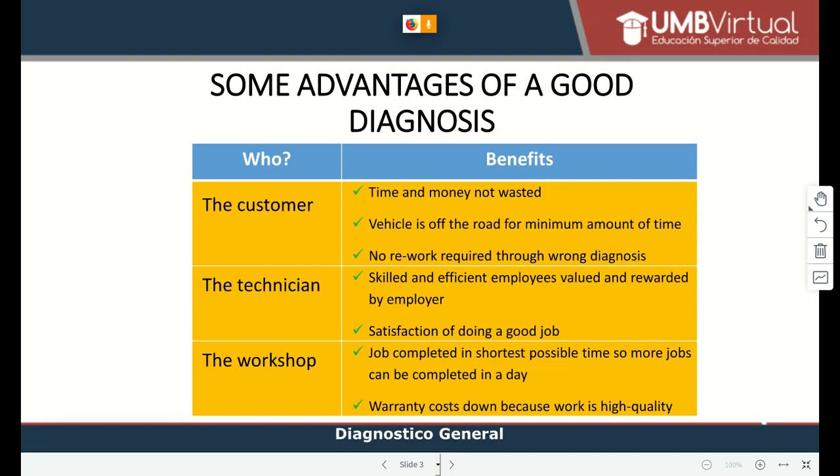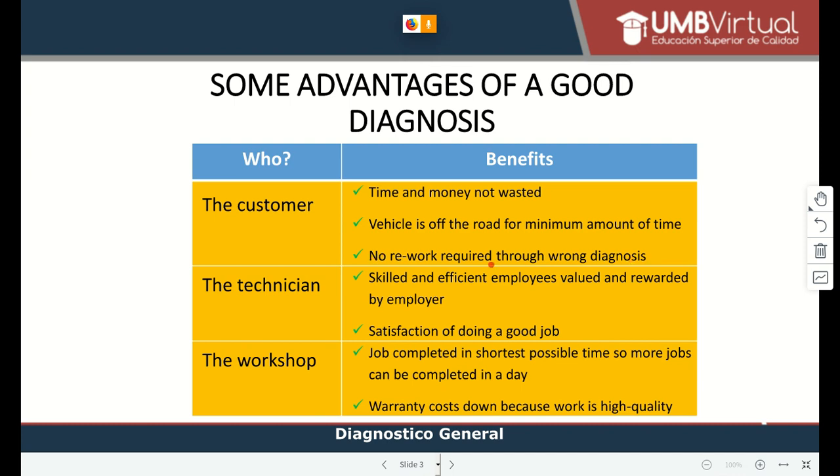Well, what we have then are some advantages of good diagnosis. There are some advantages, of course, and benefits. When a technician knows how to troubleshoot and fix any problem, it's going to represent money for him or her or them, that could be a woman as well. You're going to have the chance to make money. That's what they talk about here, benefits, because time and money are not wasted. The customer's time and money are not wasted. The vehicle is off the road for a minimum amount of time, of course, because you need to carry the vehicle. In this case, if it's a heavy truck, for example, the same thing.